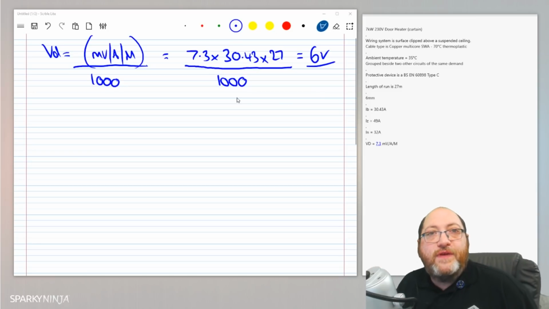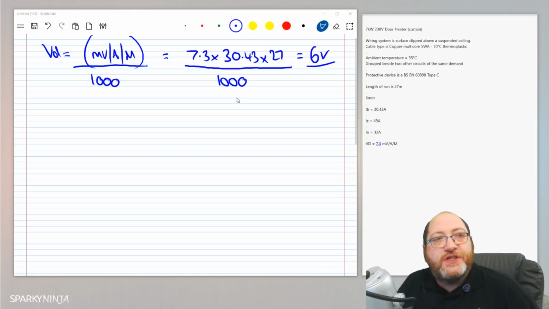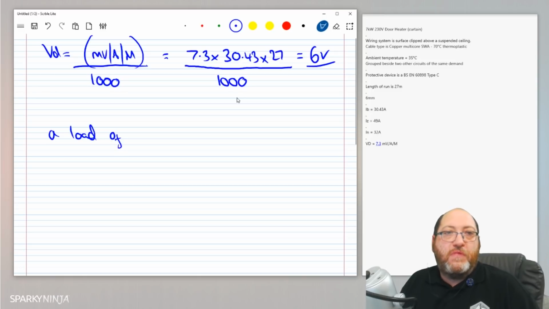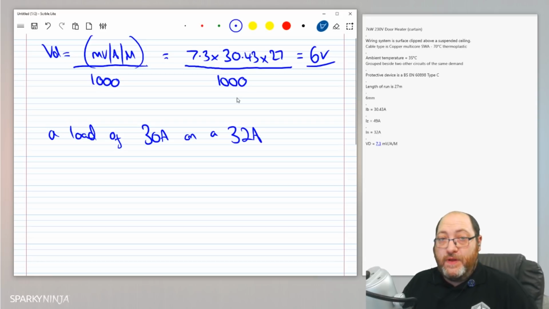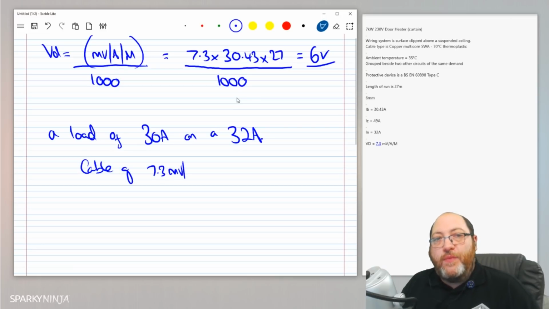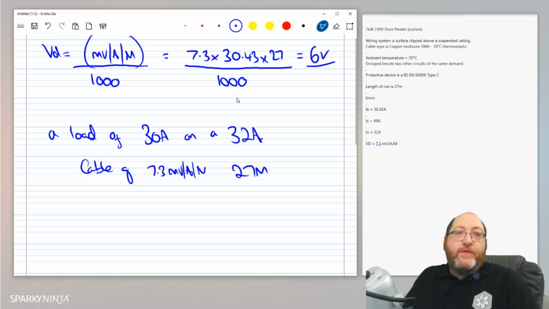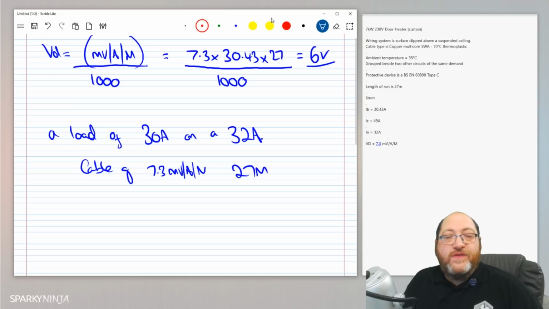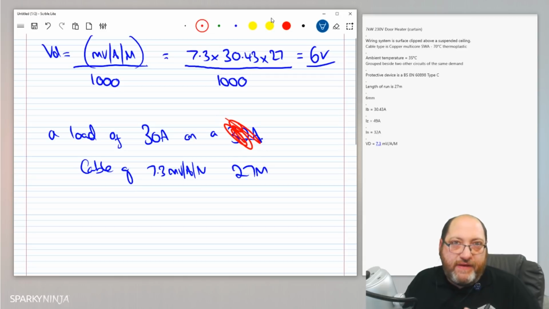But you're going to have in the exam something like this. You'll have a question such as a load of 30 amp on a 32 amp breaker. It may probably then tell you a cable of 7.3 millivolt per amp per meter for a length of 27 meters. It might give you all of this. So all you've got to do is first of all remind yourself that we do not use IN. So if you see this question, it has a breaker in it, get that out of your head. That's a red herring that they put in there on purpose.